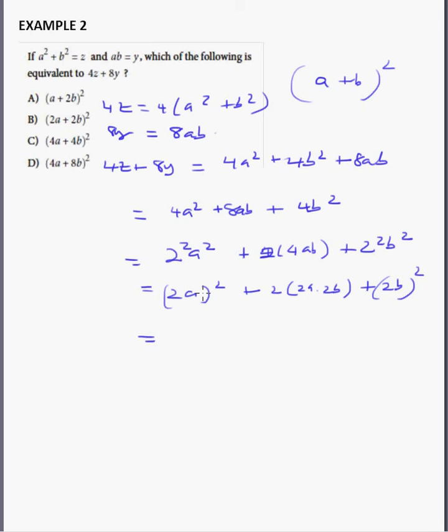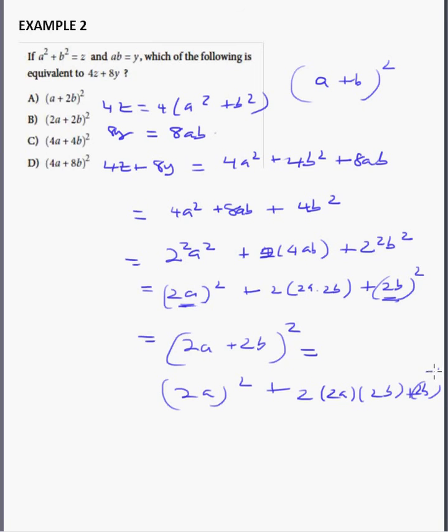You should do a lot of practice to be able to identify this. So if you look carefully here, if I take this as my x and this as my y, then it becomes (2a plus 2b). If I square this, guess what? I end up getting (2a) squared plus 2 times 2a times 2b plus (2b) squared, right? And that is what this is. So technically this is how this has been structured, before you even look at your answers.